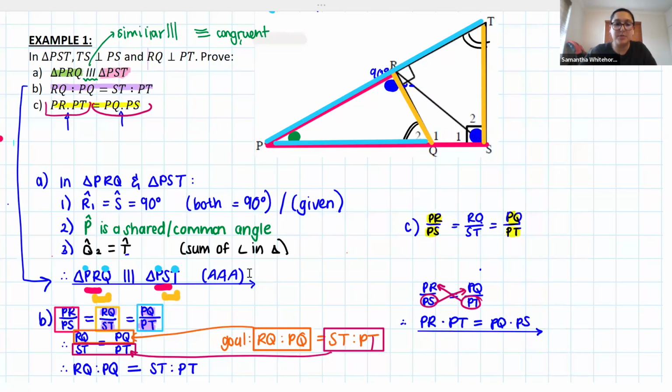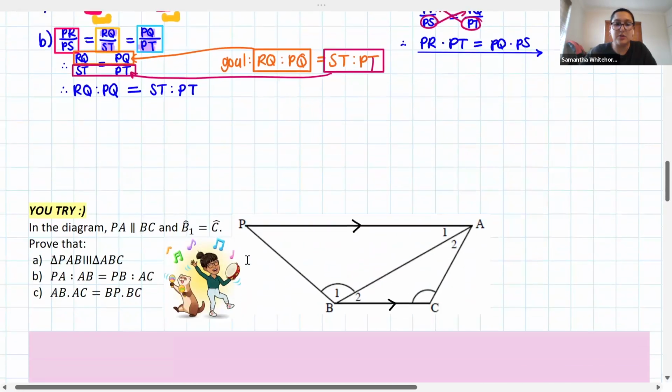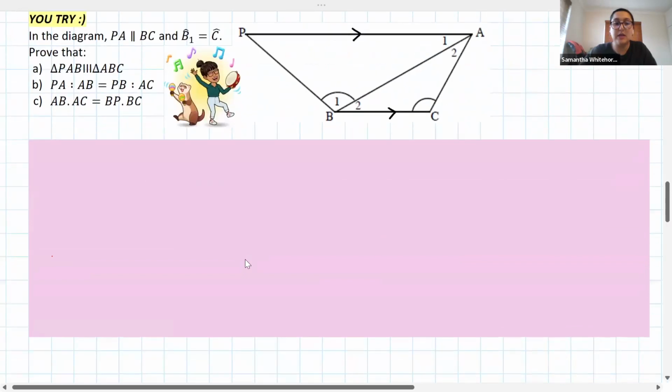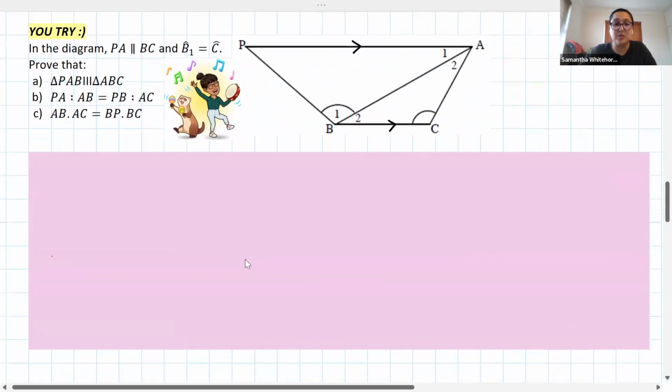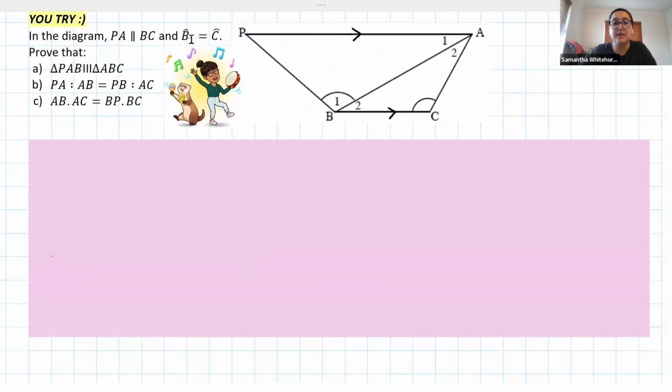Okay, I got one thumbs up, so I'm going to assume we're all okay to give it a try. So let's try this one. It's basically the same set of questions, so you can refer back to the screenshots you've just taken. Have a look at those. Try the similarity, the ratio, and then the product proof, and then we'll have a look.